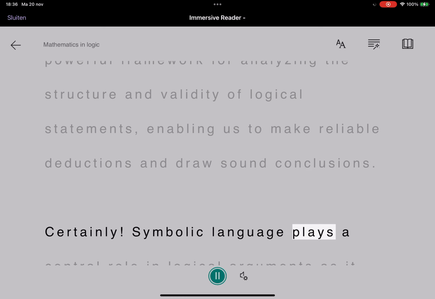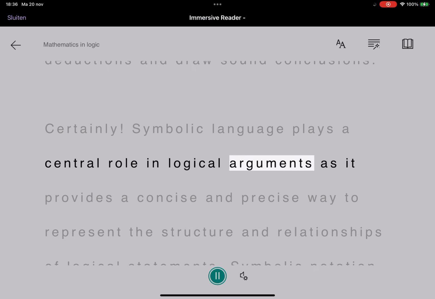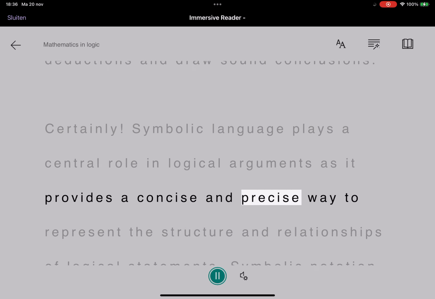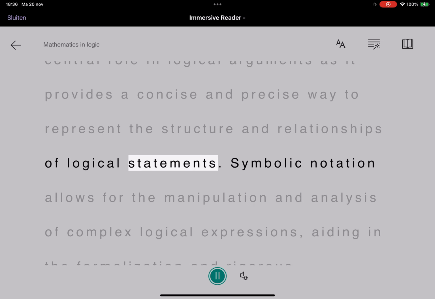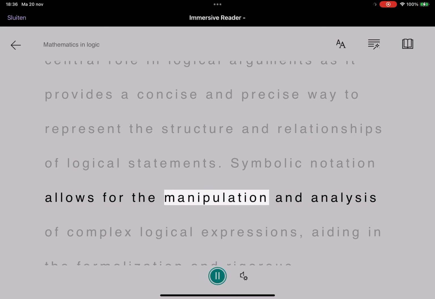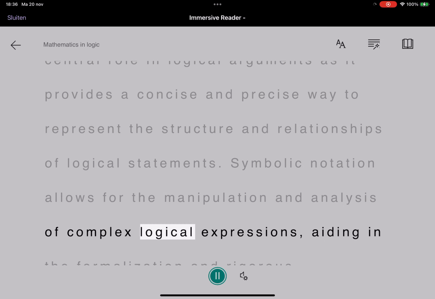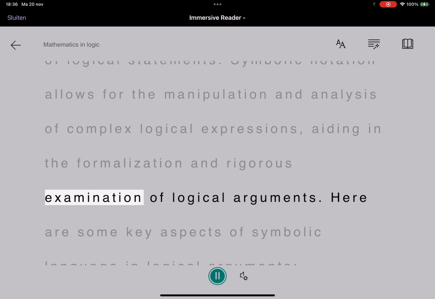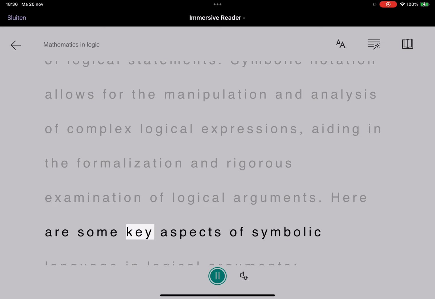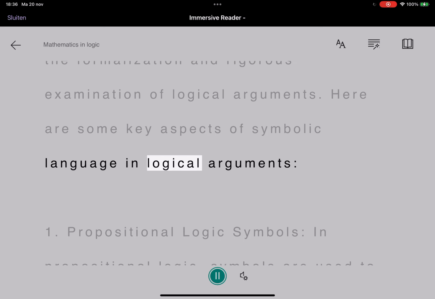Symbolic language plays a central role in logical arguments as it provides a concise and precise way to represent the structure and relationships of logical statements. Symbolic notation allows for the manipulation and analysis of complex logical expressions, aiding in the formalization and rigorous examination of logical arguments.